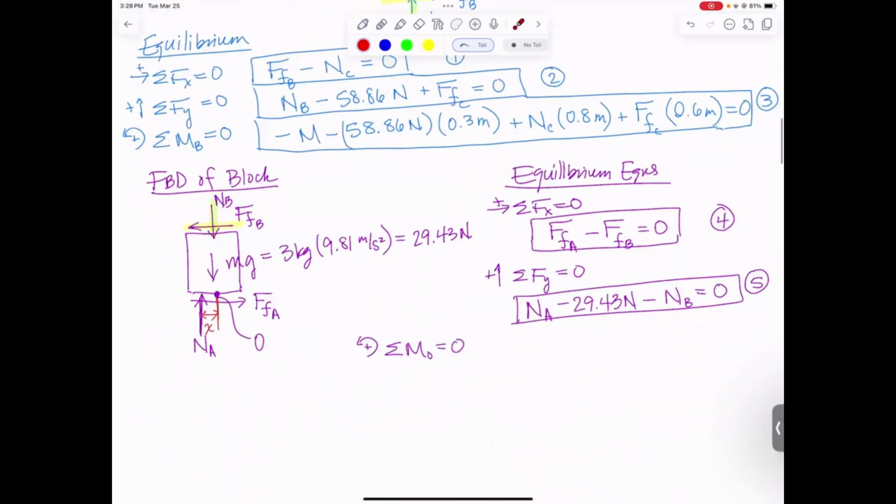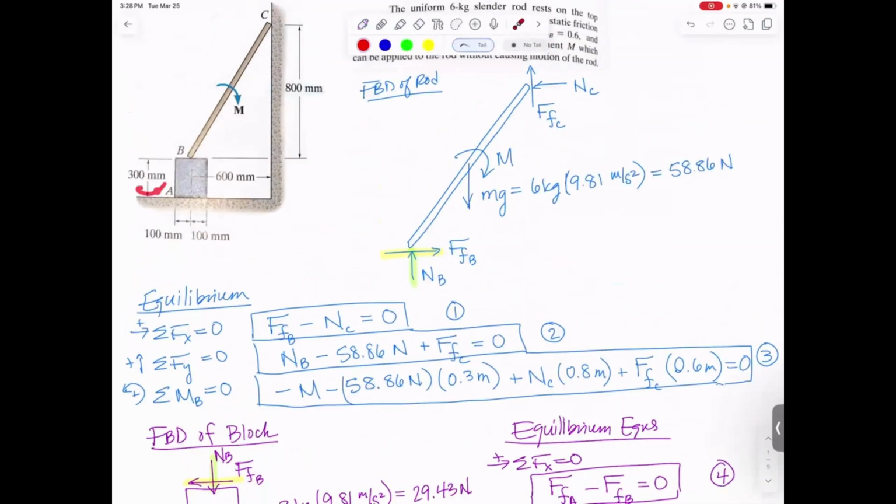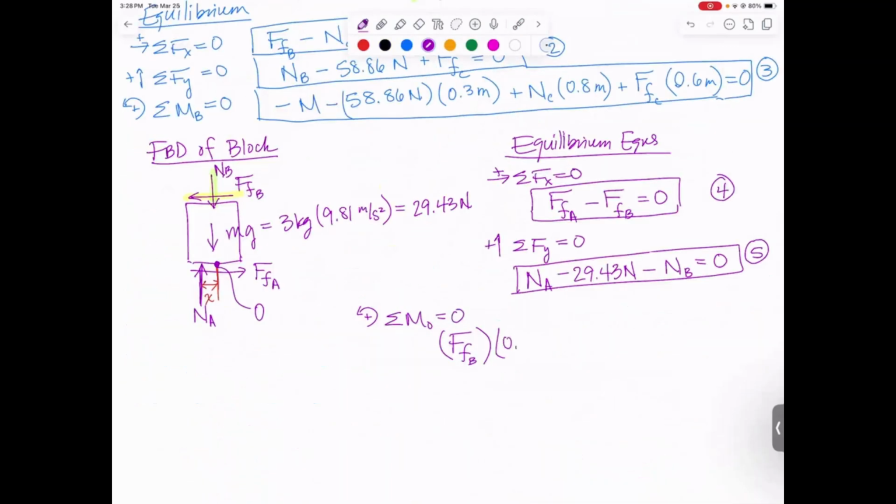The normal force at B goes right through point O, and the friction force at A also goes right through point O. So this equation will only have two things in it. It's going to have the force of friction at B times its distance away from point O, and that should be the height of the block, 300 millimeters, 0.3 meters. That one is going to be counterclockwise, and then clockwise of the normal force at A times X, all has to equal 0. That would be my sixth equation.